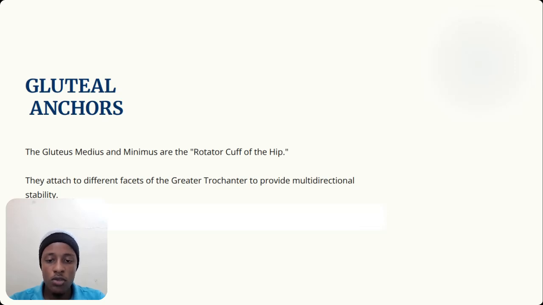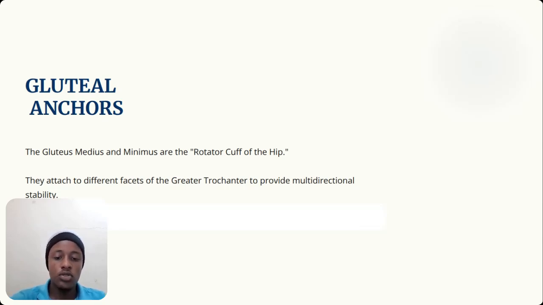However, it's also a common site for pathology. You will frequently encounter patients with greater trochanteric pain syndrome, GTPS. This often involves inflammation of the trochanteric bursa or tendinopathy of the gluteal insertion. Understanding the anatomy here is the first step in differentiating between simple bursitis and more complex tendon tears.